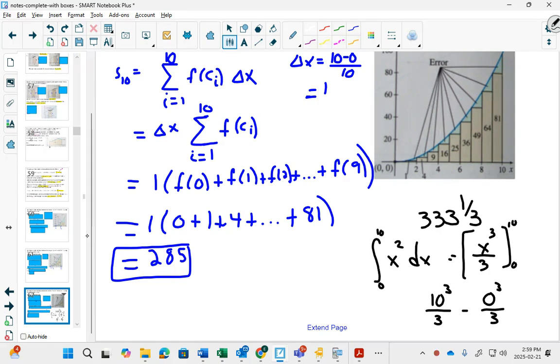10 cubed is 1,000. 1,000 divided by 3 is 333 1/3. And then this is a little bit more complicated, but if you use a calculator, you're going to get 333 and 1/3.